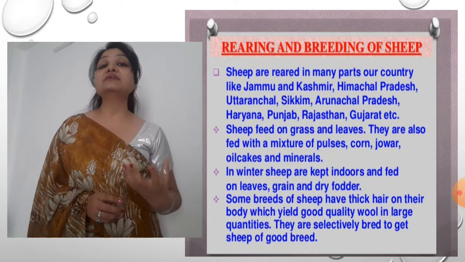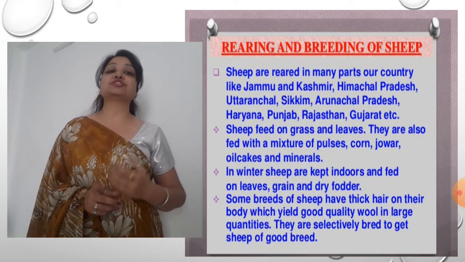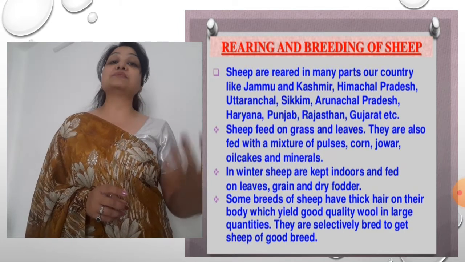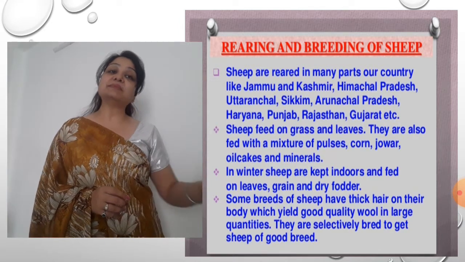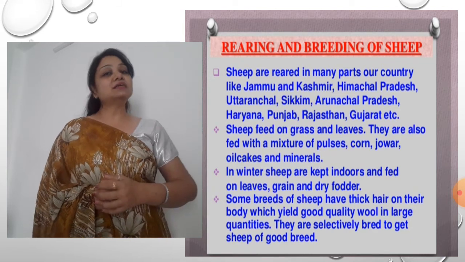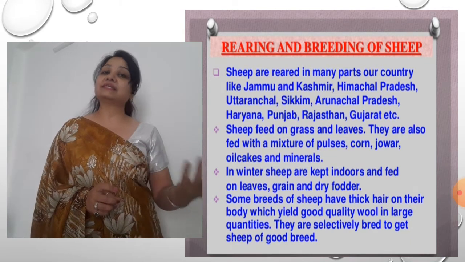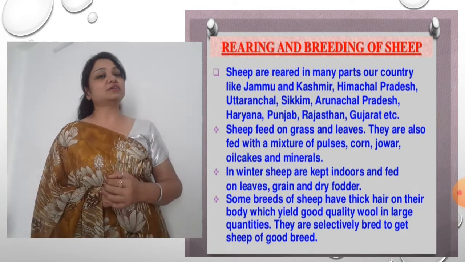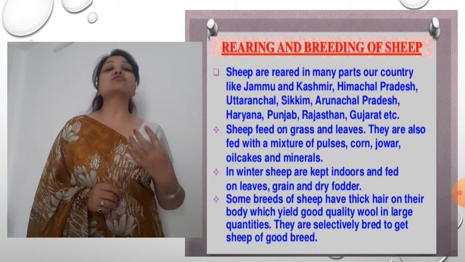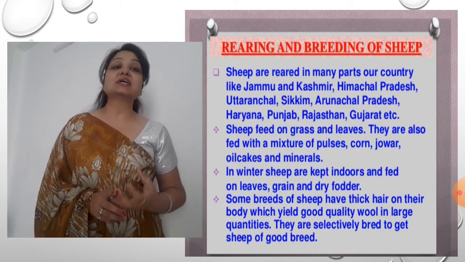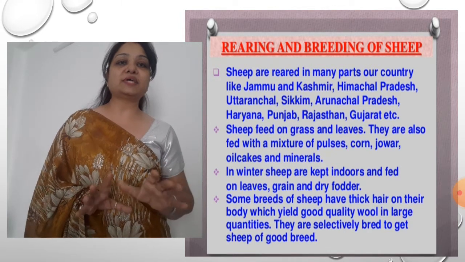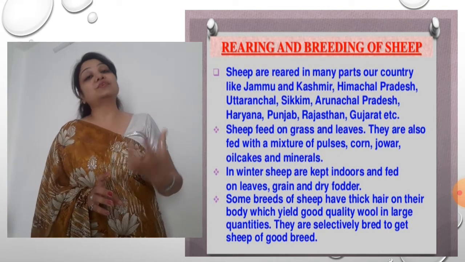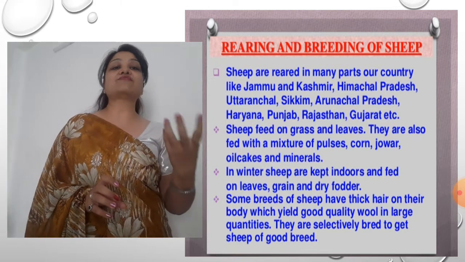They are reared in many parts of our country like Jammu and Kashmir, Himachal, Uttaranchal, Sikkim, Arunachal, Haryana, Punjab, Rajasthan, Gujarat, many states. And they feed on grass and leaves, very common food. So easily anyone can do the rearing of sheep, right? They are also fed with a mixture of pulses, which means they are completely herbivorous. Now in winter, the sheep are kept indoors and they are fed on leaves, grain and dry fodder.